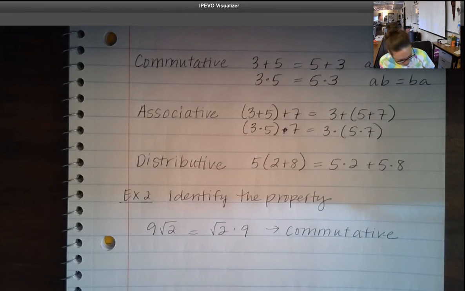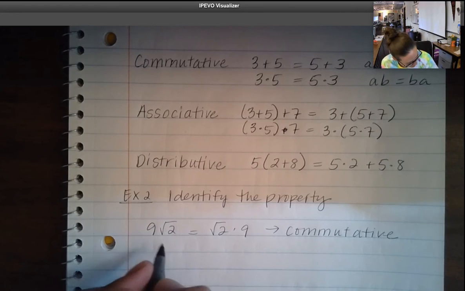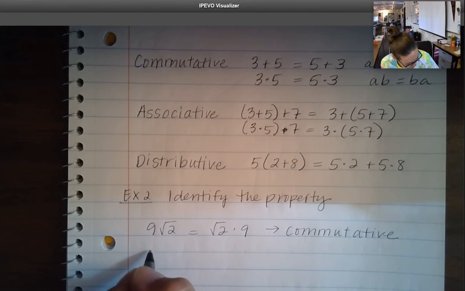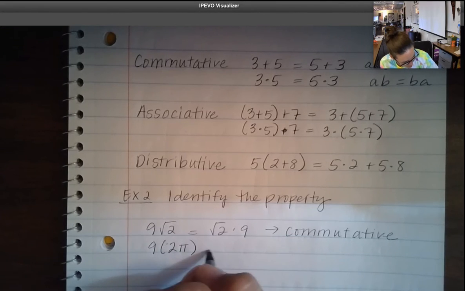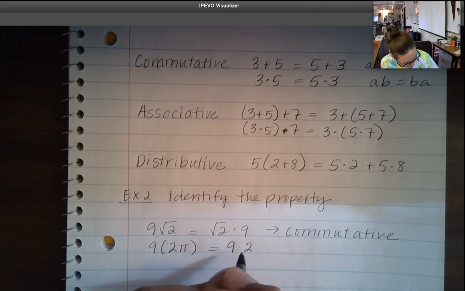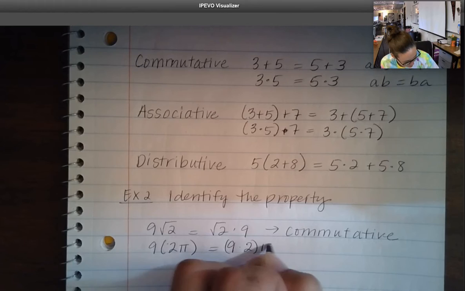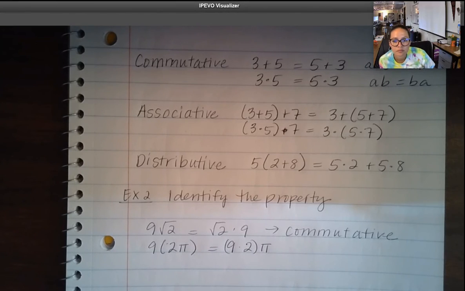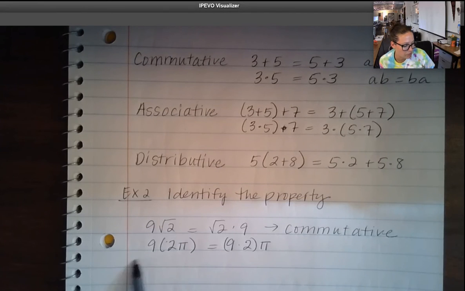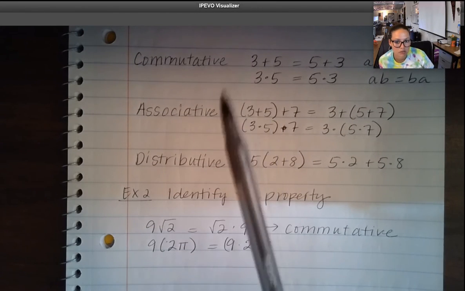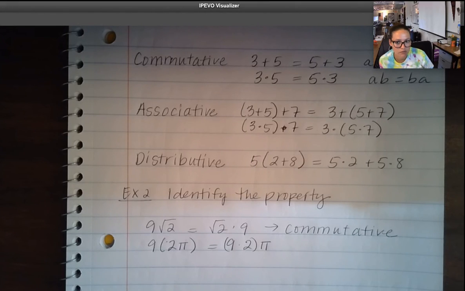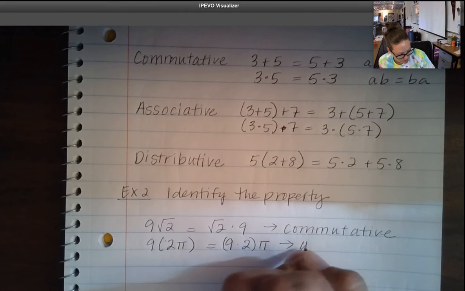All right, let's pick a different one. Let's say I have 9 times 2 pi equals 9 times 2 times pi. So what property? I'm going in the same order, but I'm grouping them differently. Commutative, associative, or distributive. That is the associative property.